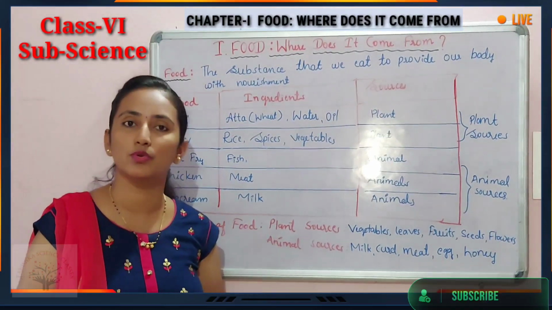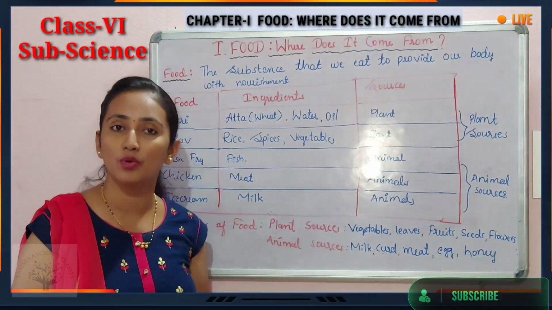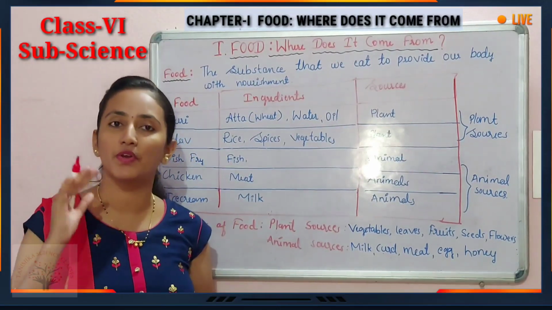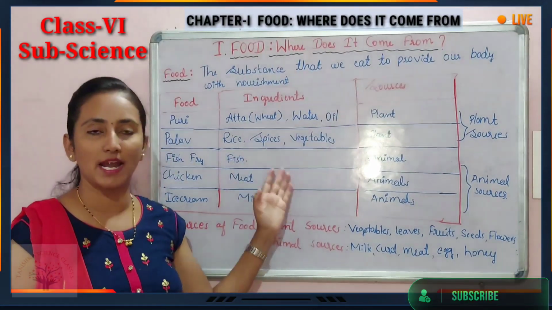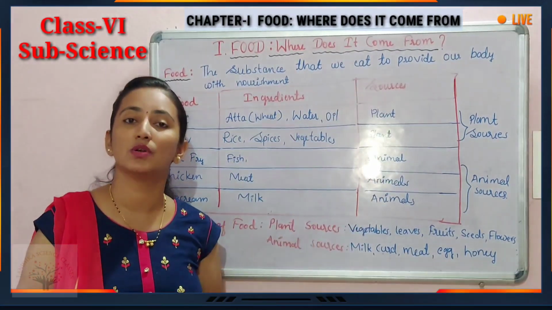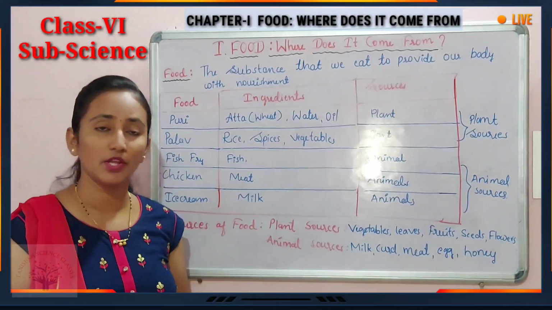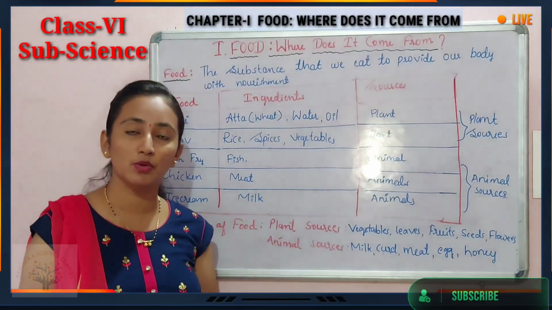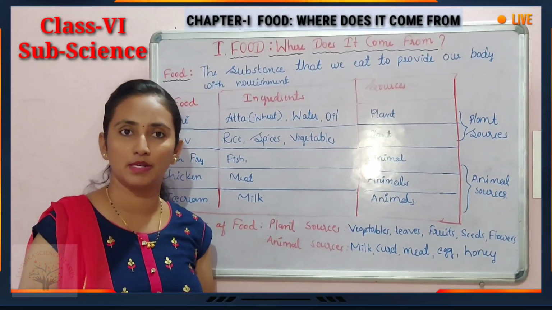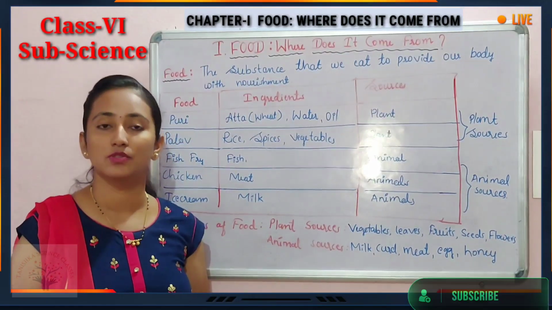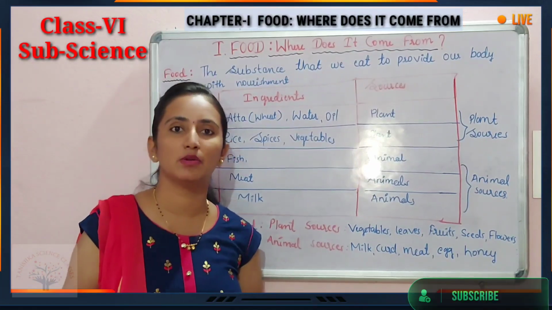I hope you all understood today's topic. And yes students, today's homework will be to list some of your favorite food items, list their main ingredients, and write their sources of food. This is your today's homework. If you have any difficulty, let me know, and write the homework in your book and send it to my WhatsApp number without fail. Understood? If you have any difficulty, let me know, dear students.